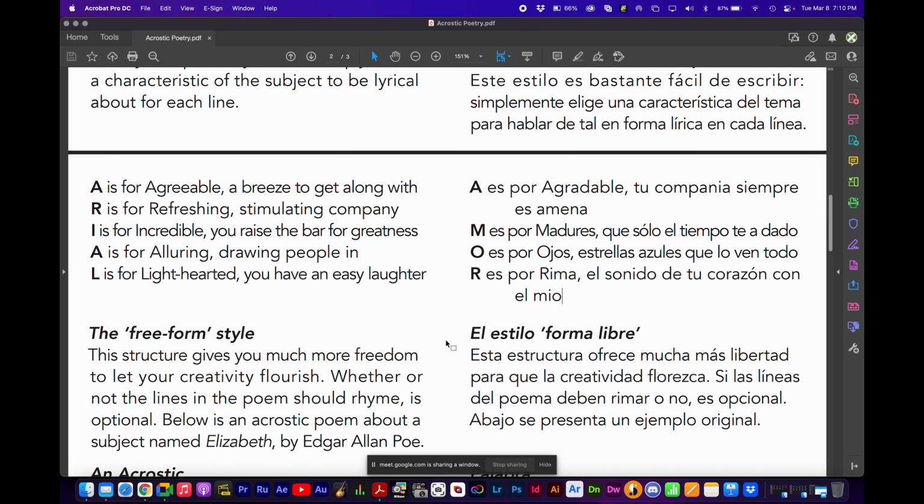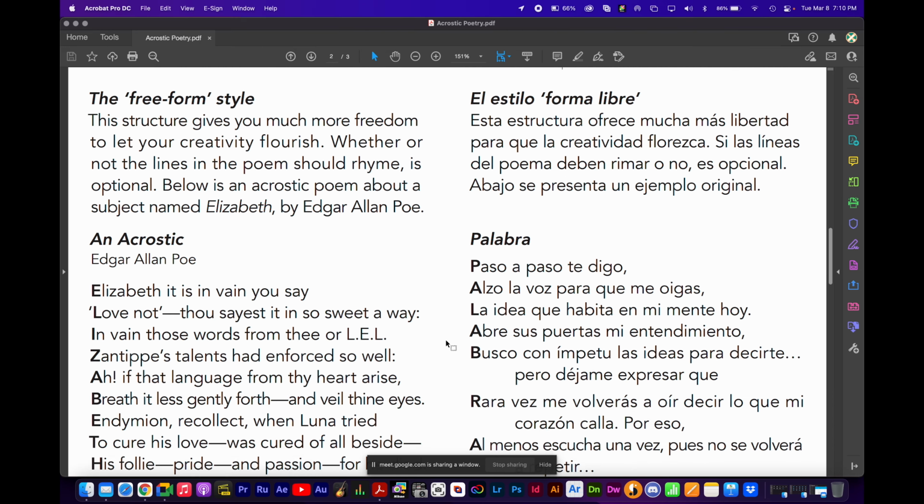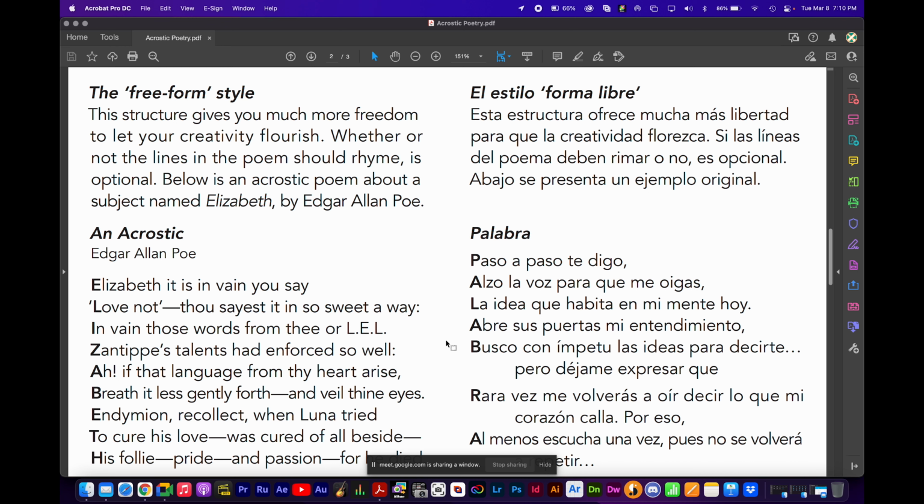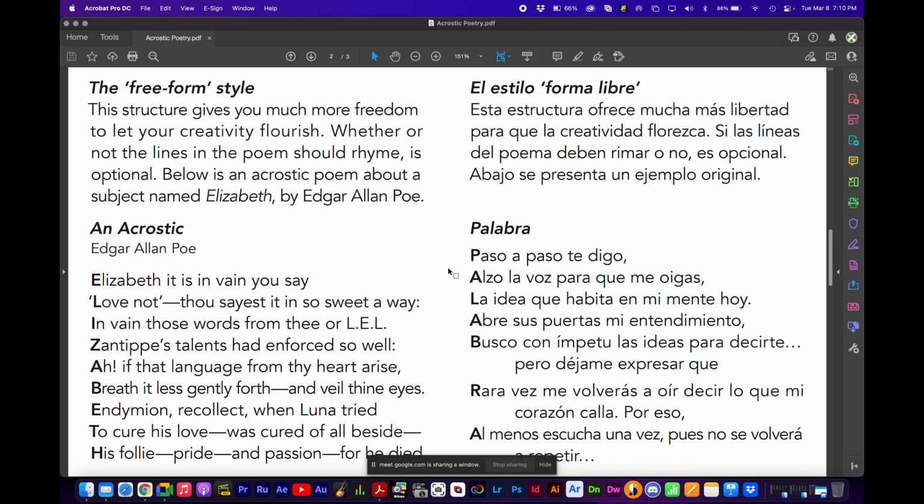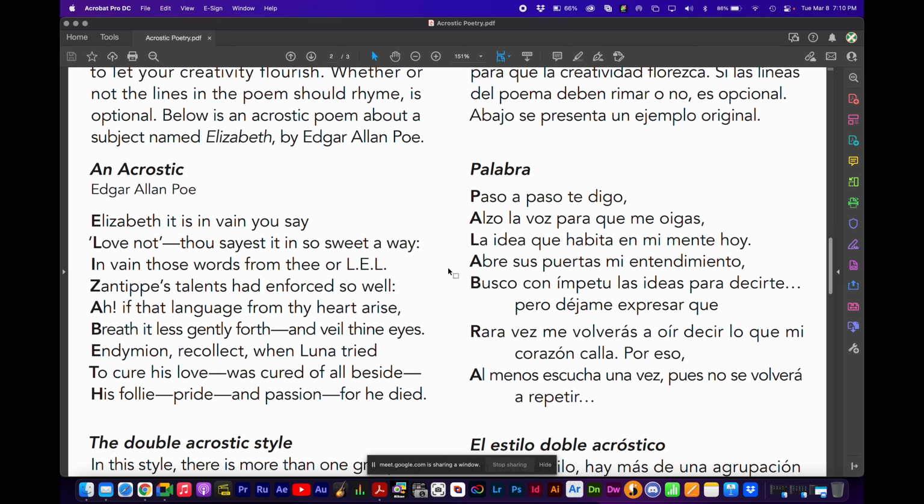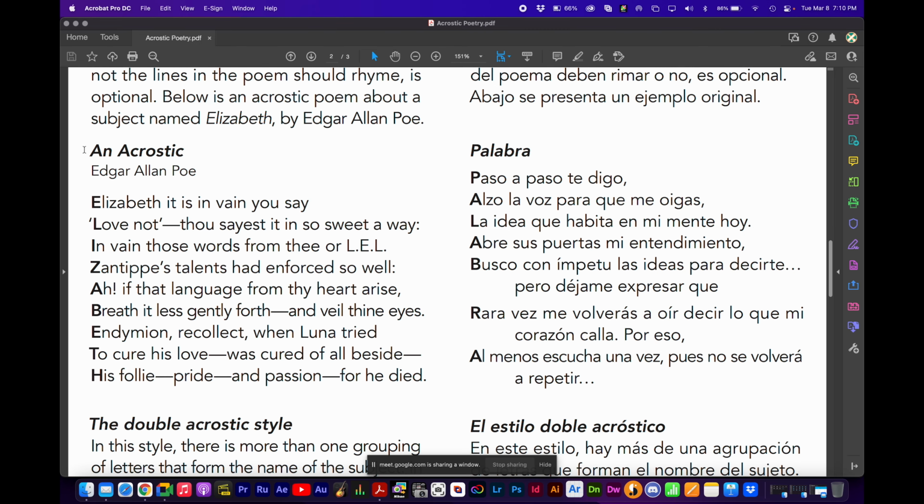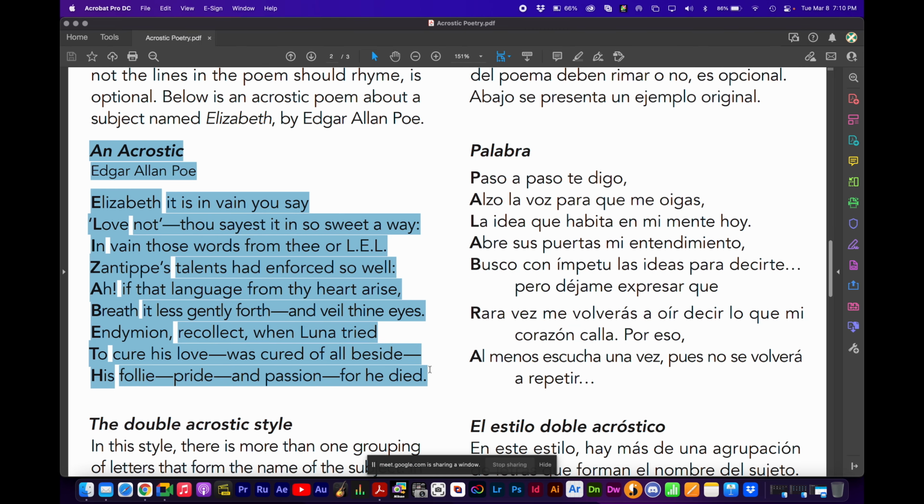Now we're going to move on to the next style, which is the free form style. This structure gives you much more freedom to let your creativity flourish. Whether or not the lines in the poem rhyme is optional. Below is an acrostic poem about a subject named Elizabeth by Edgar Allan Poe. So please, can somebody read in English? This one's more tricky.